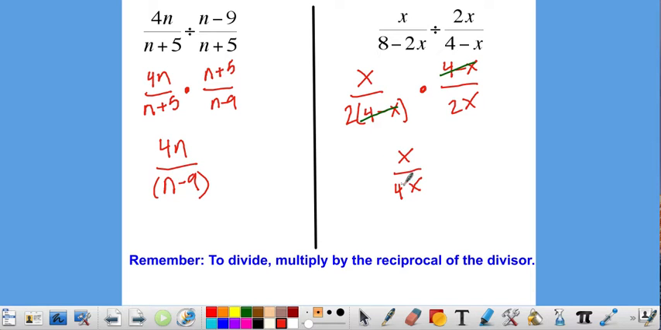2 times 2 gets us that 4. And then our x's cancel. And when you have nothing left on top, you just put a 1. So this whole big gross expression just simplifies to 1 over 4.